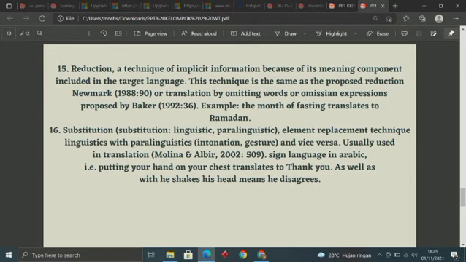Substitution, a linguistic and paralinguistic element replacement technique, replacing linguistic elements with paralinguistic ones, such as intonation and gesture, and vice versa, usually used in interpreting, Molina and Albir, 2002. For example, the Arabic sign of putting your hand on your chest translates to "thank you," as well as "he shakes his head" means "he disagrees."